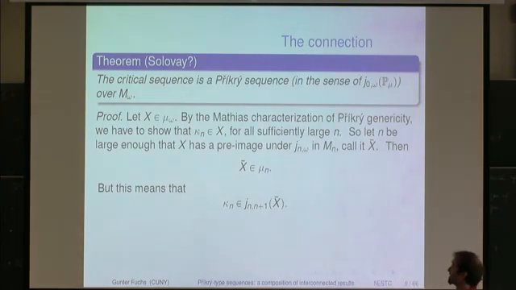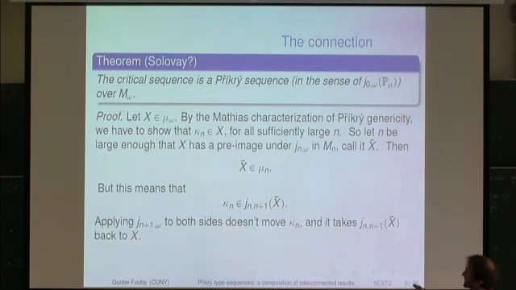So now we can apply J n plus 1 omega on both sides. That won't move kappa n, and it will move x bar back to x. So that shows that kappa n is in x. Okay, so this works as soon as x is in the range of pi n omega. So this happens on a tail, and that shows that the critical sequence is Prikry generic.